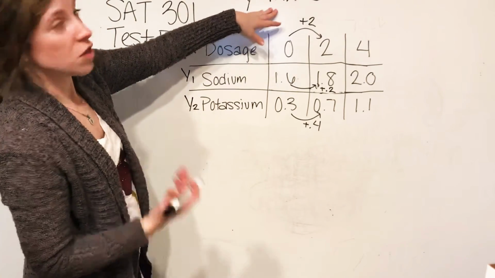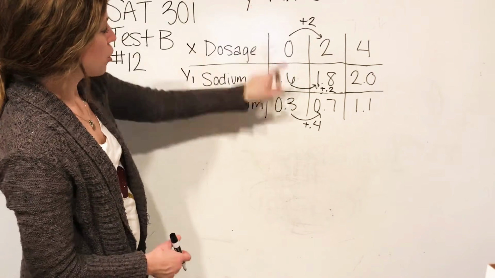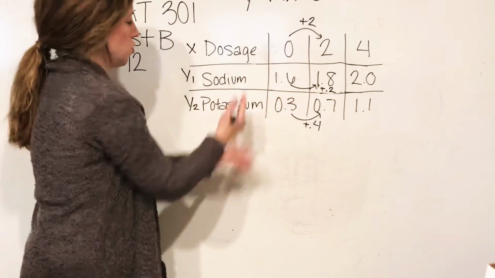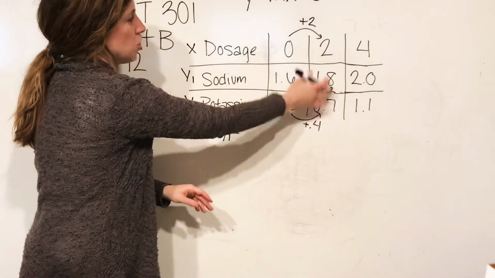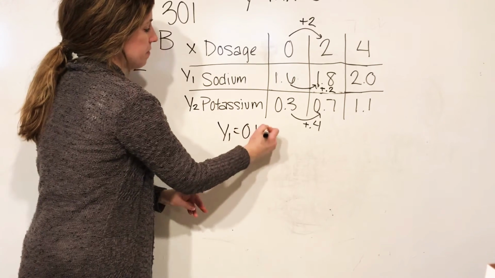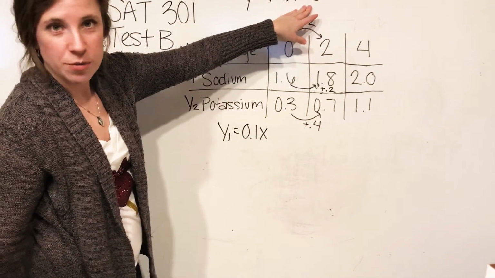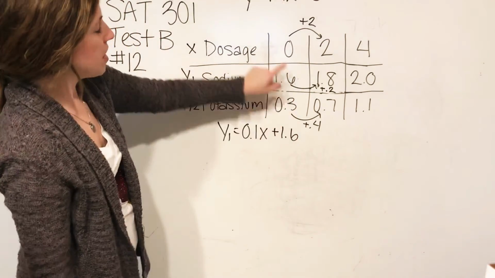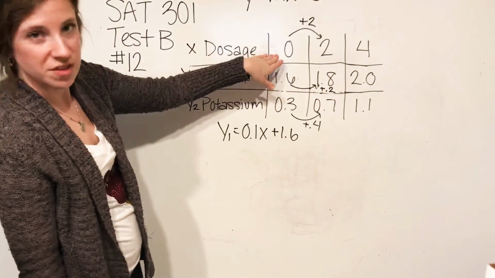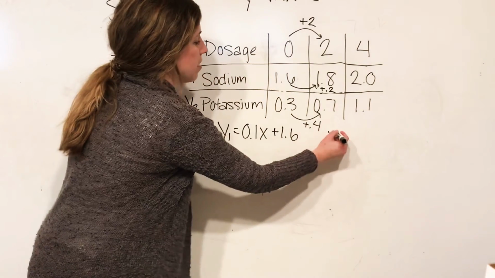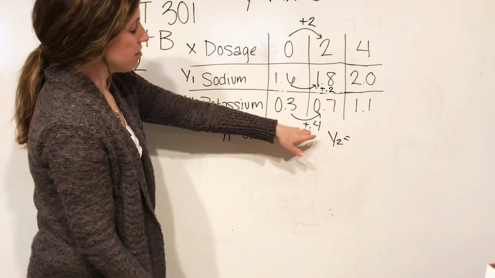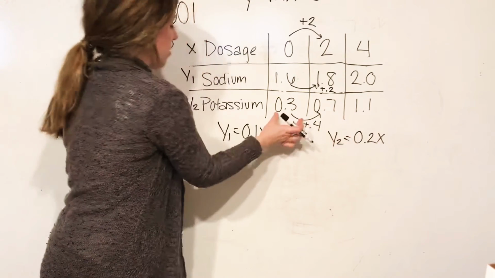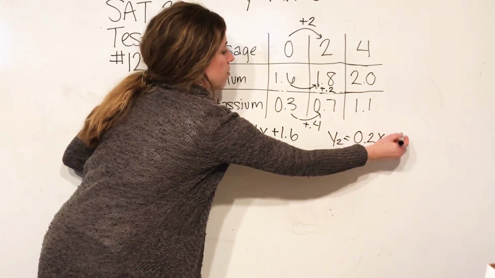First thing we need is slope. We know slope is our rate of change, or our change in y's. I'm going to focus on sodium first, so 0.2 divided by my change in x, which is 2. So the slope for sodium, 0.2 divided by 2, would be 0.1. And b, our y-intercept, or starting point, is going to be 1.6. I know that has to be my y-intercept because we have an x value, dosage being our x, of 0. Similarly, for potassium, we have a change in y's of 0.4 divided by a change in x's of 2, which is 0.2. And we have a starting value of potassium of 0.3.